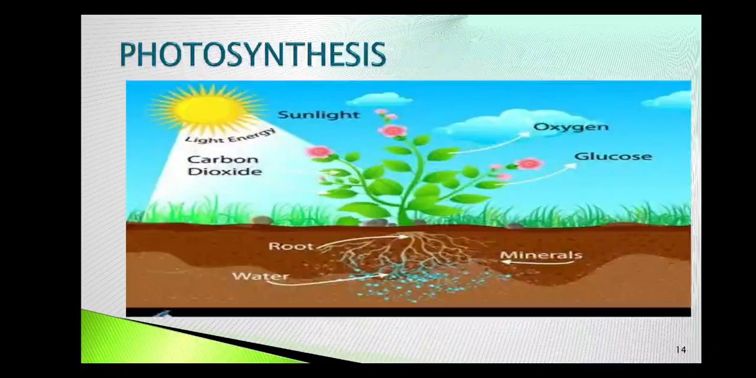Now we'll see about photosynthesis. I hope everybody would have learned this topic in your lower classes. So still we'll have a small recap about photosynthesis. Photosynthesis is a process by which autotrophic organisms like green plants, algae and chlorophyll containing bacteria utilize the energy from sunlight and synthesize their own food.